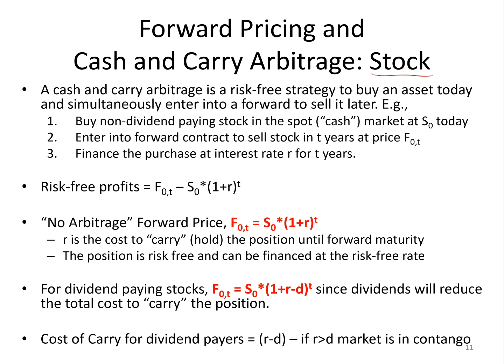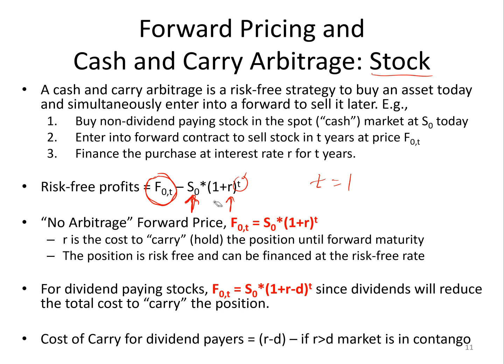So here's the profit from this cash and carry arbitrage. I'm going to buy the asset today and pay the current spot price. I'm going to finance it at some rate R for the maturity. And I'm going to set the maturity equal to the forward delivery date. So again, let's say T is 1 year. I'm going to buy at the spot price, finance it at some rate R for 1 year, and then simultaneously enter into a forward contract to sell the asset at price F0T, the forward price in 1 year.